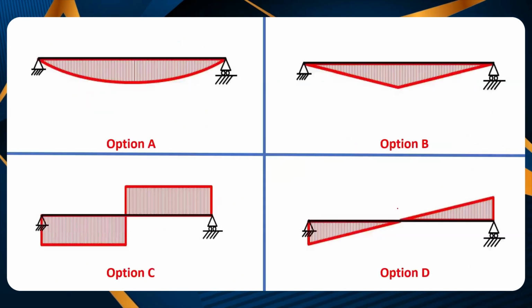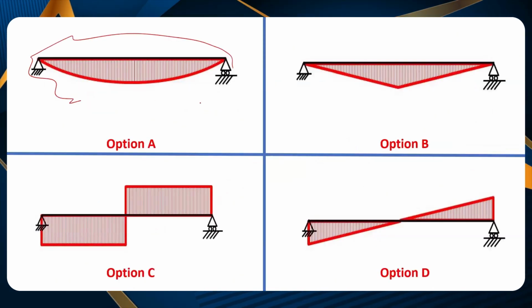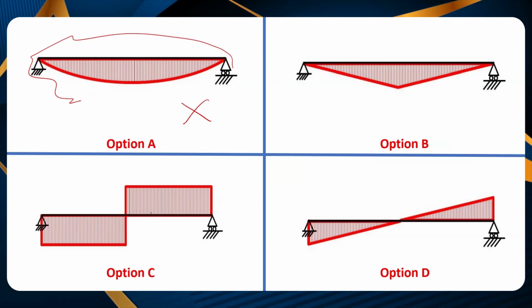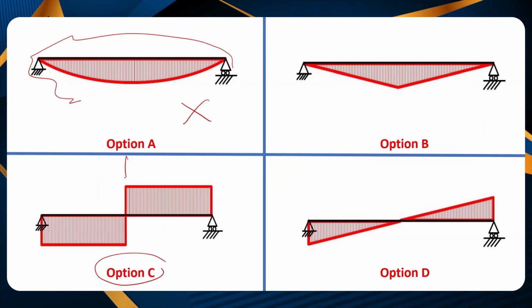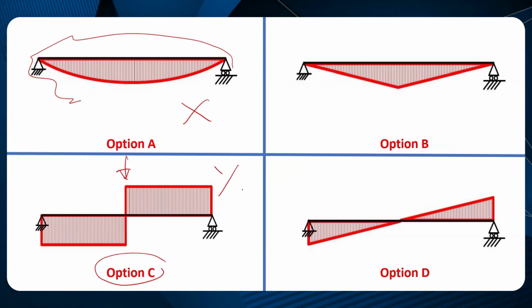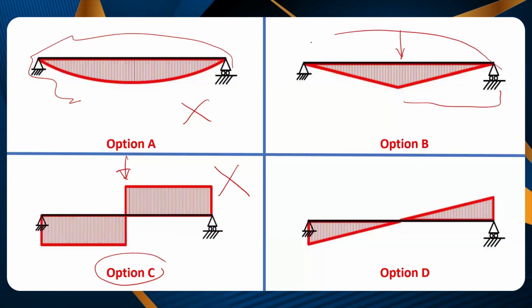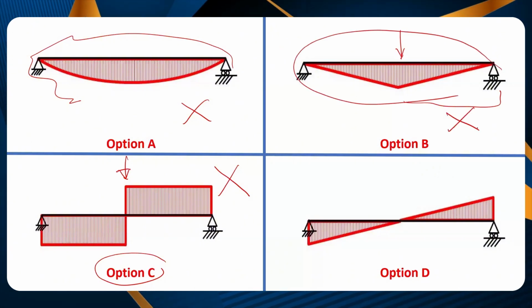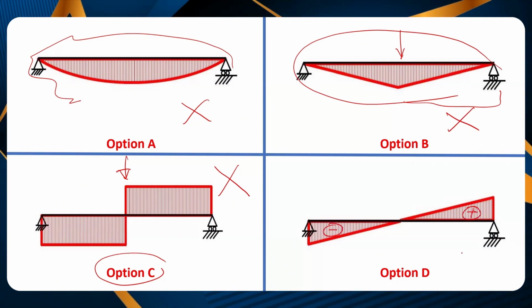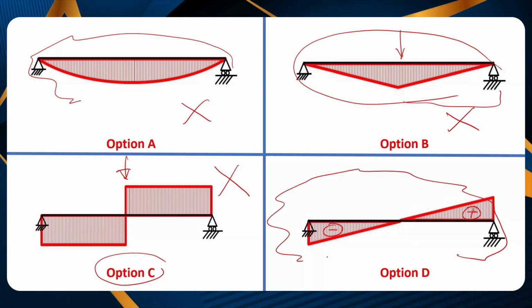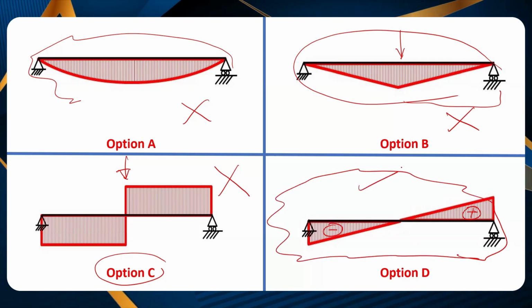Let us see what options do we have. This looks like a bending moment diagram, so this is incorrect. This is the diagram when we have a point load applied, so this is incorrect as well. And this is a moment diagram when we have a central point load applied, so this is incorrect as well. This is there to confuse us. And positive and negative, the correct option is option D. So this is the correct one.